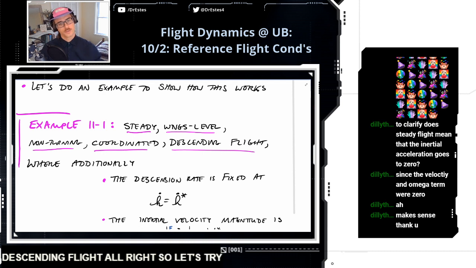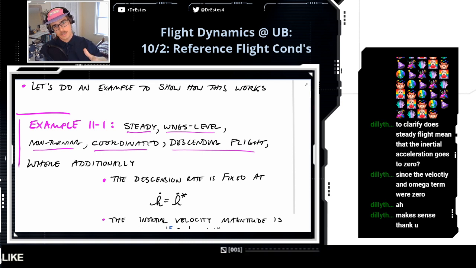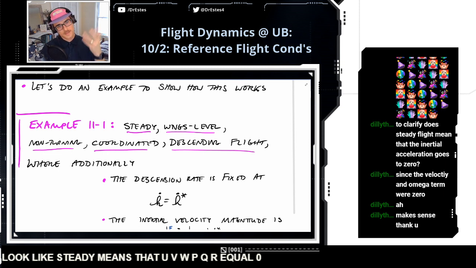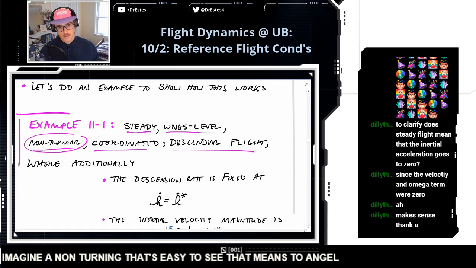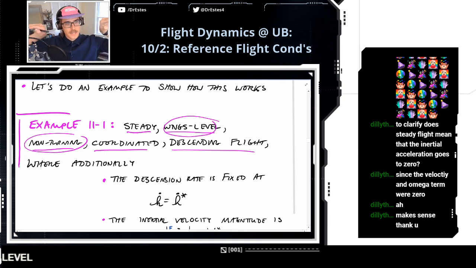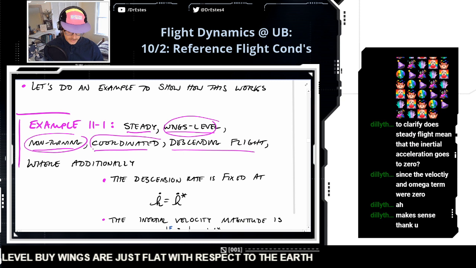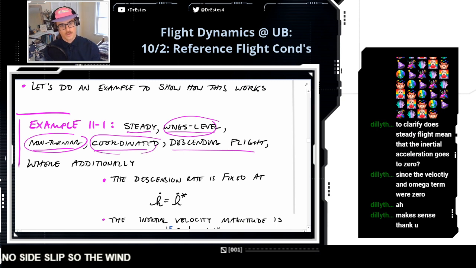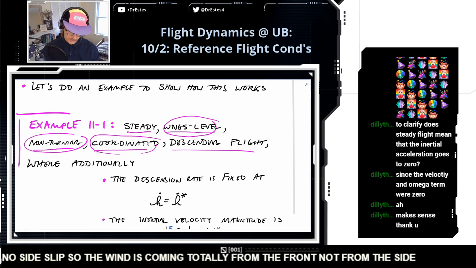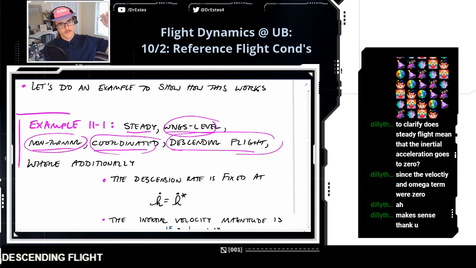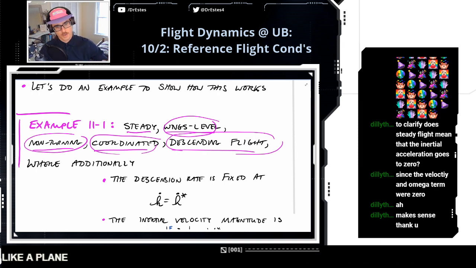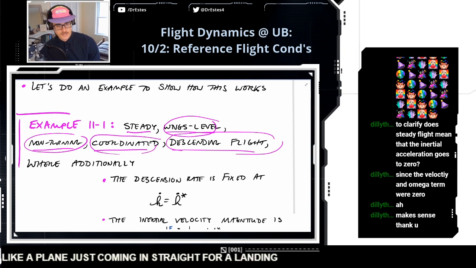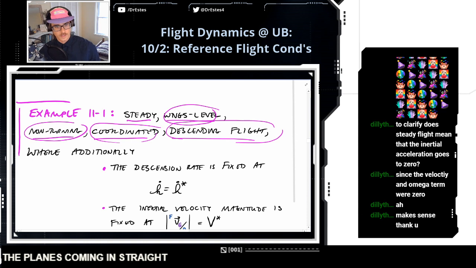All right, so let's try to visualize this. What does that actually look like? Steady means that U dot, V dot, W dot, P dot, Q dot, R dot equal zero. Sometimes that's a little harder to imagine. Okay, non-turning, that's easy to see. That means the angular velocity is zero. Wings level, my wings are just flat with respect to the Earth. Coordinated means there's no side slip, so the wind is coming totally from the front, not from the side. And descending flight, so I'm decreasing altitude with time. So basically, this might look like a plane just coming in straight for a landing. So that's how I would think of this. A plane's coming in straight for a landing.